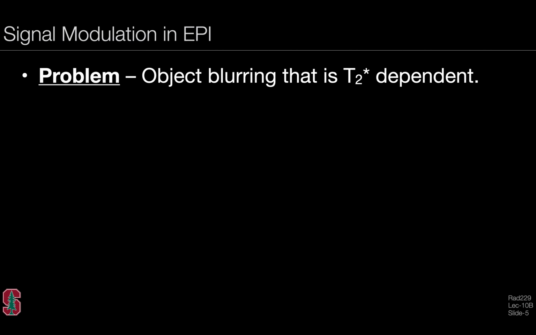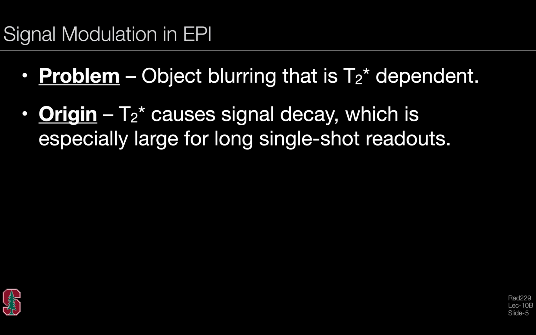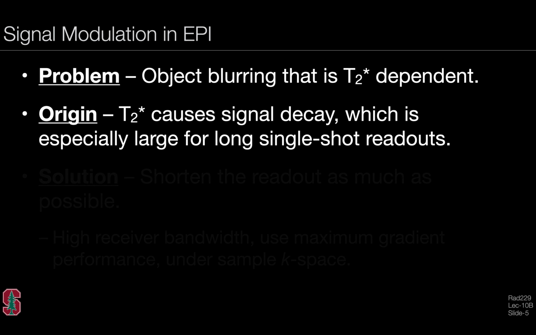So let's think more carefully about signal modulation in EPI. Overall, the problem can be just stated as saying that there is object blurring, and that object blurring is in fact T2 star dependent. So interestingly, it depends on the tissue itself as well. The origin of this artifact is that the T2 star causes signal decay, which is especially large for long single-shot readouts. And again, that decay is going to be tissue-specific, and so we'll see a tissue-specific spatial resolution effect.